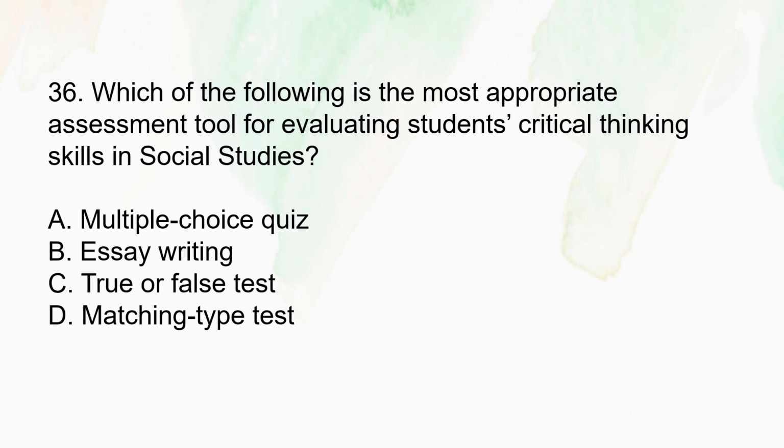Number 36. Which of the following is the most appropriate assessment tool for evaluating students' critical thinking skills in social studies? Letter A. Multiple choice quiz. Letter B. Essay writing. Letter C. True or false test. Or letter D. Matching type test.